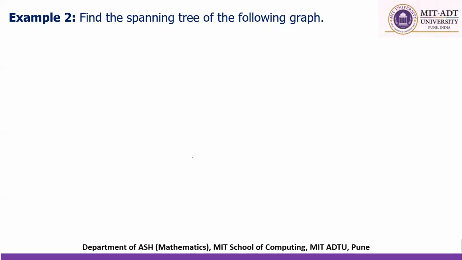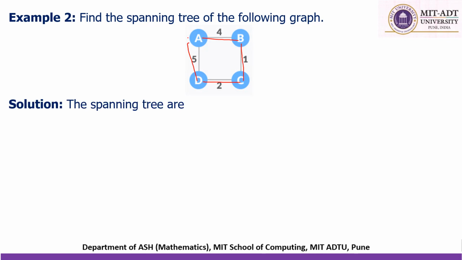Let us take one more example. Find the spanning tree of the following graph. Here we have taken the same graph, but the edges have some weights. What is the weight of AB? It is 4. Weight of BC is 1. Weight of CD is 2. Weight of DA is 5. So let us find the spanning trees.